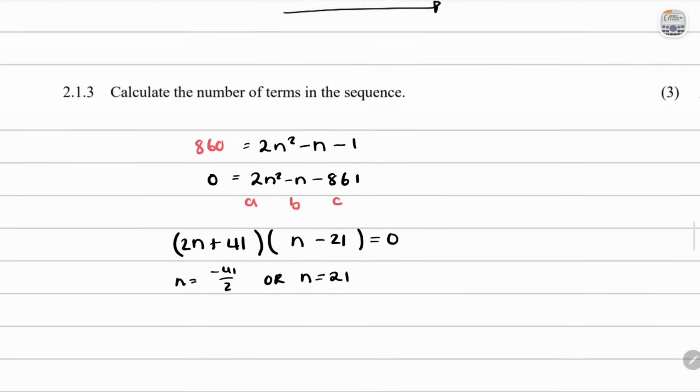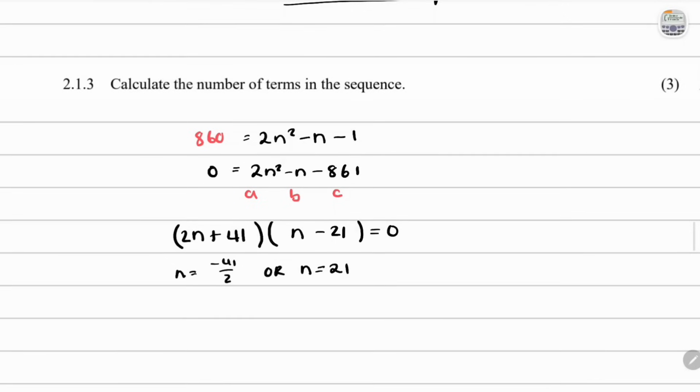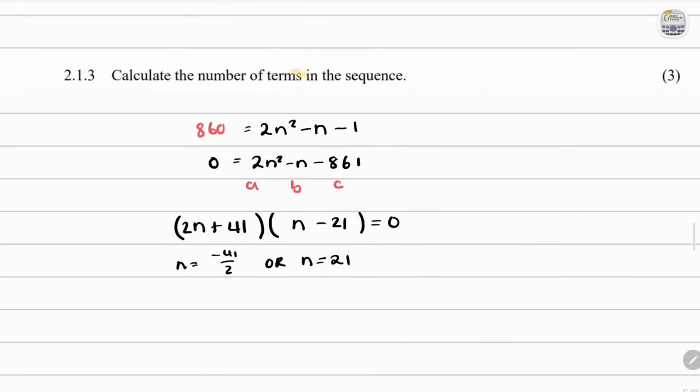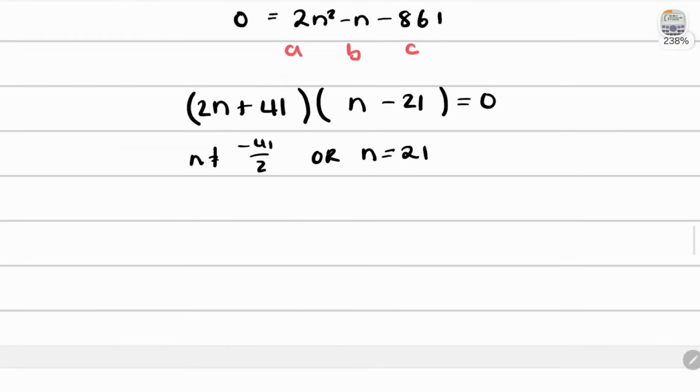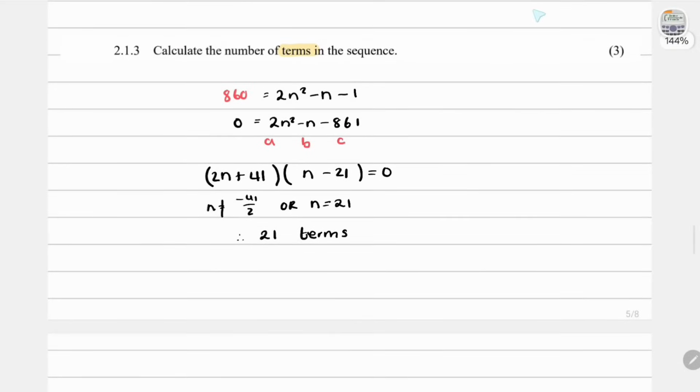Okay, now let's make our decision. They want us to find the number of terms in the sequence. Remember that terms are always going to be non-fractional numbers. So we cannot take this, and we can't also take it because it's negative. Okay, terms are not negative, they're positive. So it means that there are 21 terms in this pattern. And that is our answer.